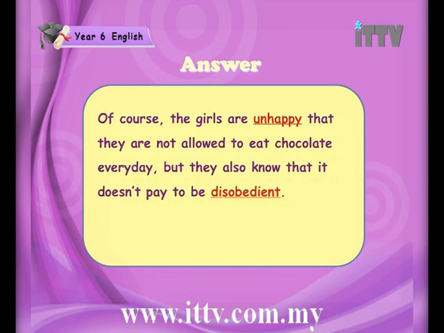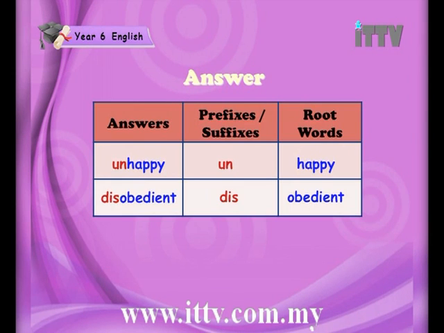This is how your answers should look on the table. Answer: unhappy, the prefix un, the root word happy. The next one, disobedient, the prefix dis, and the root word obedient. Let's move on.